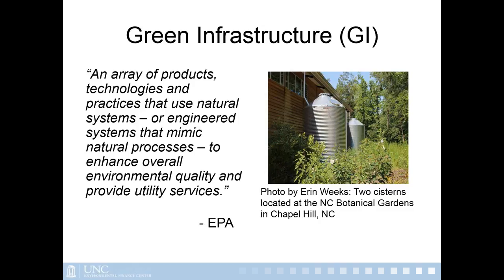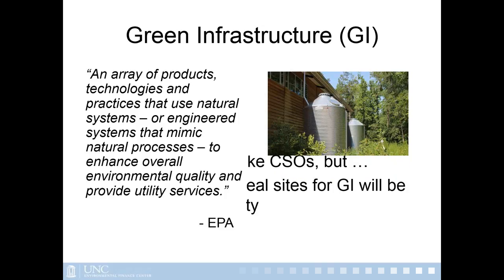And the main point of this slide is to make sure that we're all on the same page in terms of looking at a definition from EPA about what green infrastructure is. So they define it as an array of products, technologies, and practices that use natural systems or engineered systems that mimic natural processes to enhance overall environmental quality and provide utility services.